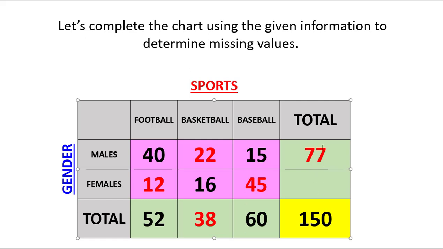Well, the same thing has to go for this column. I know that 77 plus some number has to be 150. So if we did 150 minus 77, it'll give me that missing number, which is 73. And if you added all three of these squares together, you should have also gotten 73. So that's a good way to check your answer to make sure that you're doing this correctly.